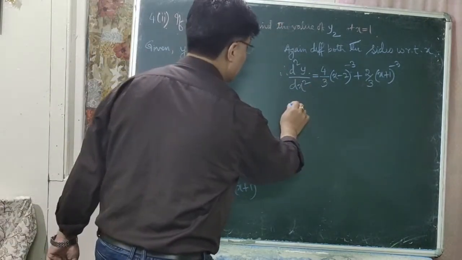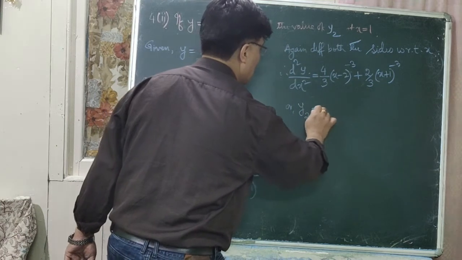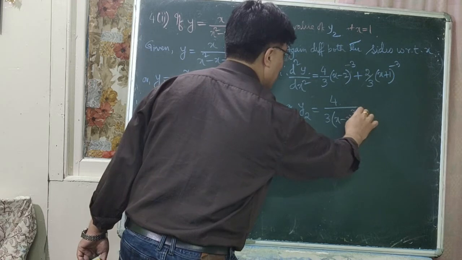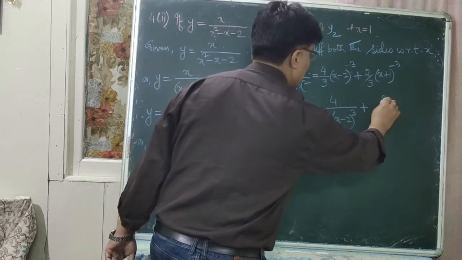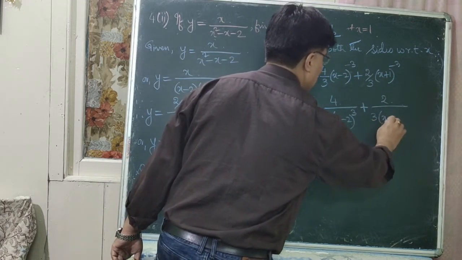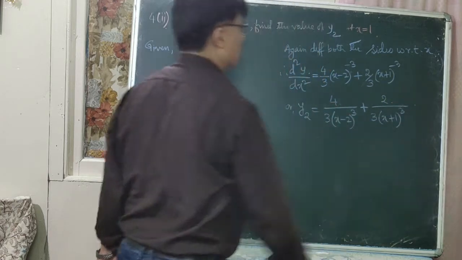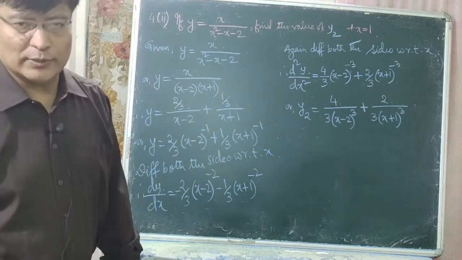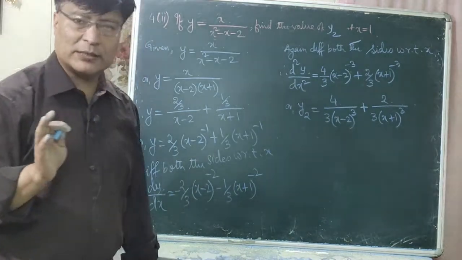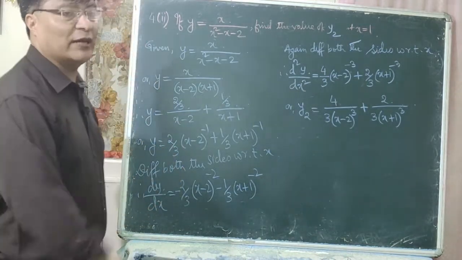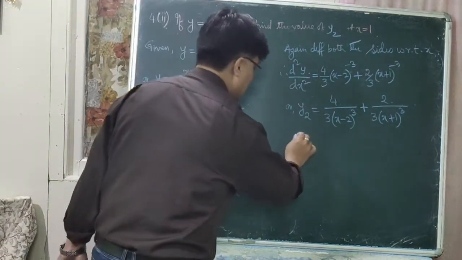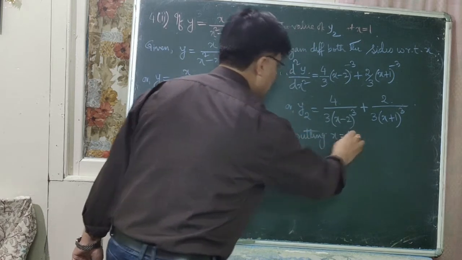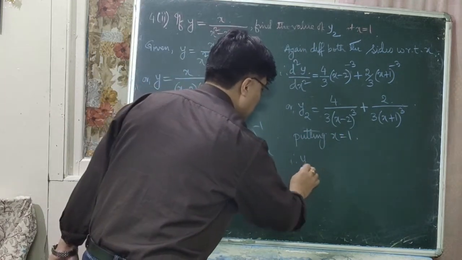Now let's bring this down, and you can write it as y2, which is equal to 4 upon 3 into x minus 2 whole cube plus 2 upon 3 into x plus 1 whole cube, that is the power minus 3 is simplified and it is written in the denominator. So I think you have understood it. Now you have to put the value for x, which is equal to 1. So putting x is equal to 1.